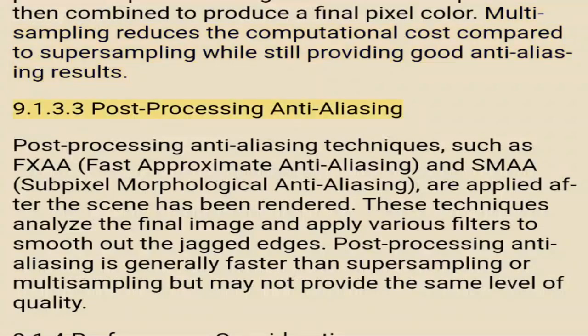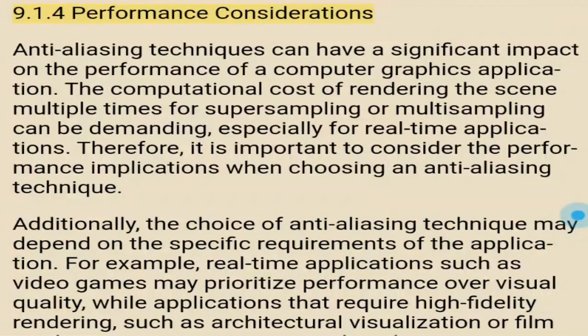9.1.3.3 Post-processing anti-aliasing. Post-processing anti-aliasing techniques, such as FXAA, fast approximate anti-aliasing, and SMAA, subpixel morphological anti-aliasing, are applied after the scene has been rendered. These techniques analyze the final image and apply various filters to smooth out the jagged edges. Post-processing anti-aliasing is generally faster than supersampling or multisampling but may not provide the same level of quality.